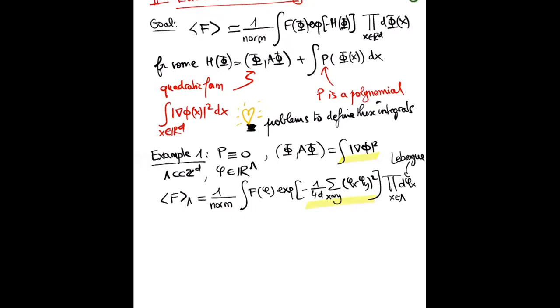Okay, so here making sense of this integral is not difficult. Why? Because now it's on a finite set, and everything is well defined. This is called the distribution, which is a distribution of the discrete Gaussian free field.